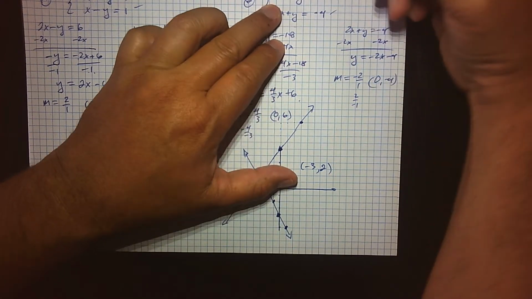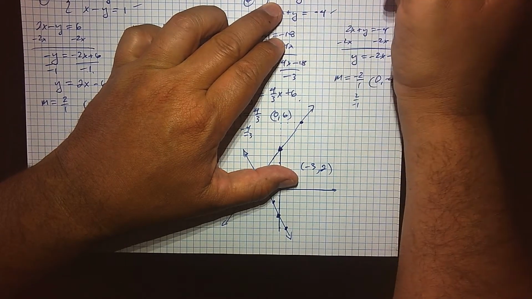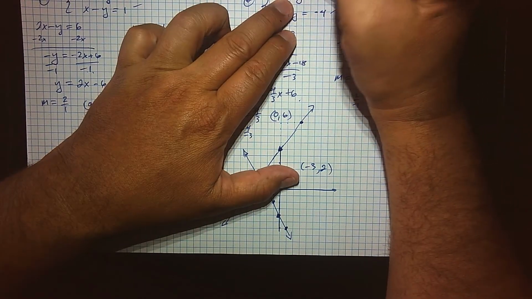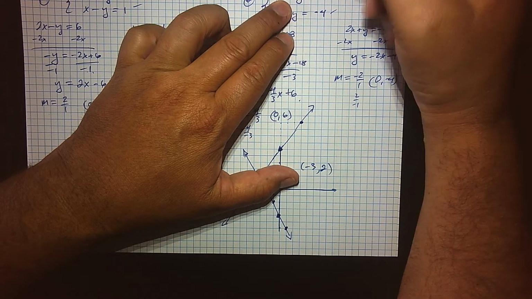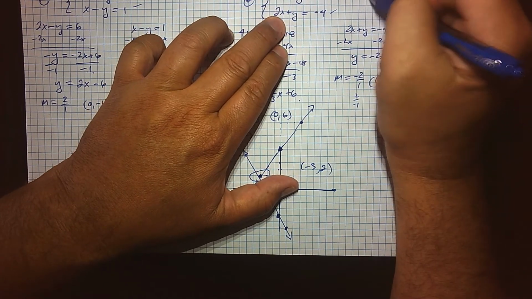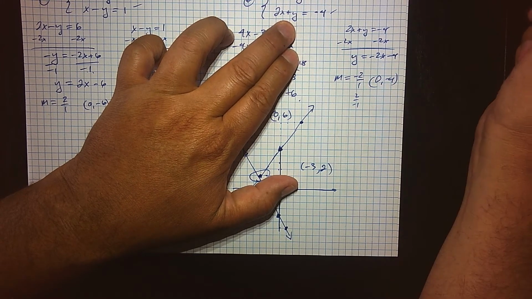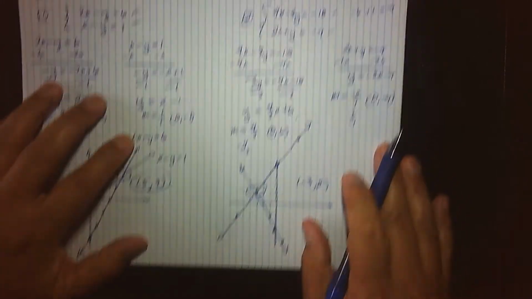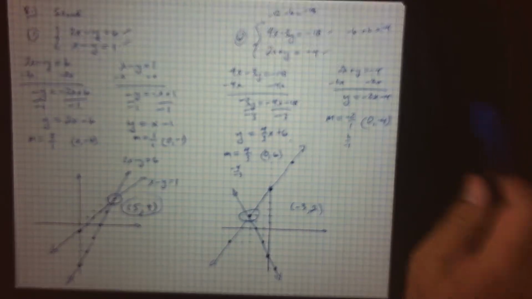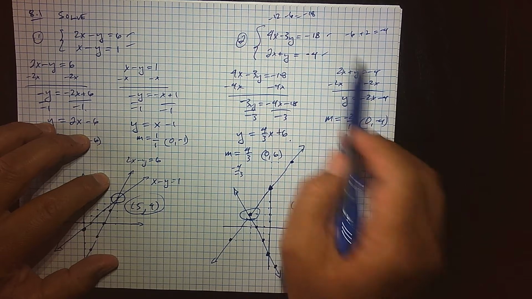So again, just a real quick check. 4 times negative 3 is negative 12. 3 times 2 is 6, and so that's negative 18. 2 times negative 3 would give us negative 6. We add a 2, and we get negative 4. So it checks out. Sorry about that. So I basically was just checking to see if it works, and it makes them both true.